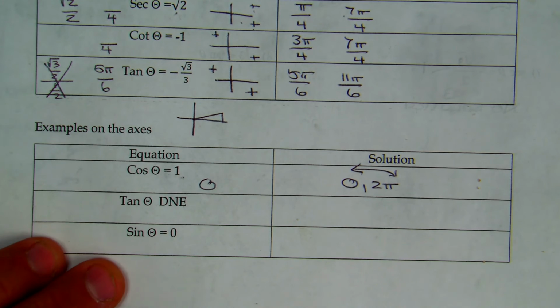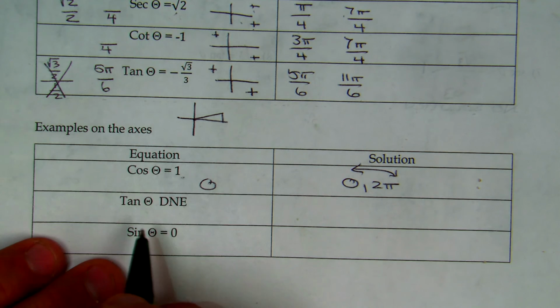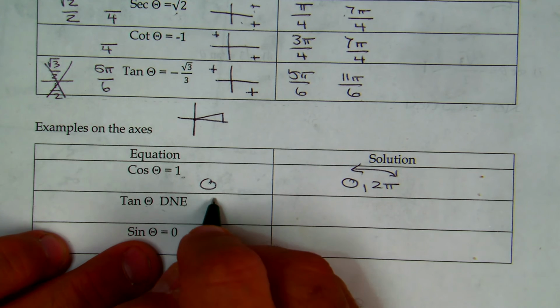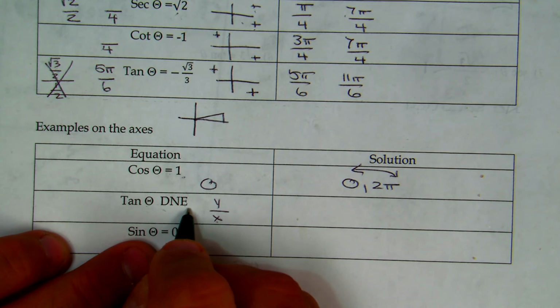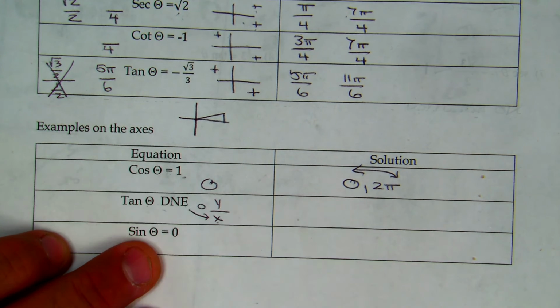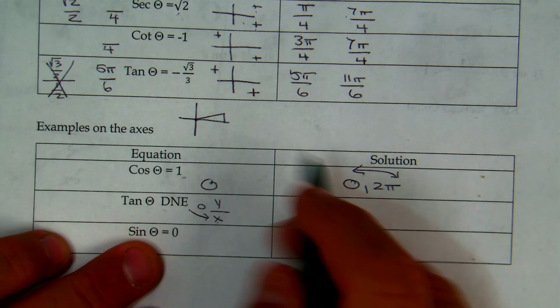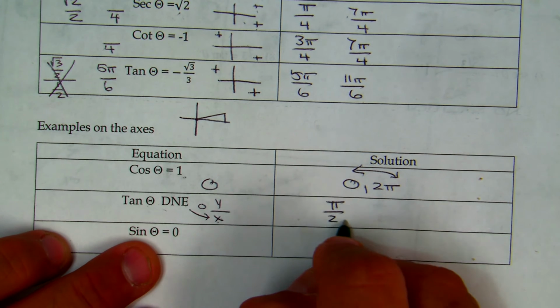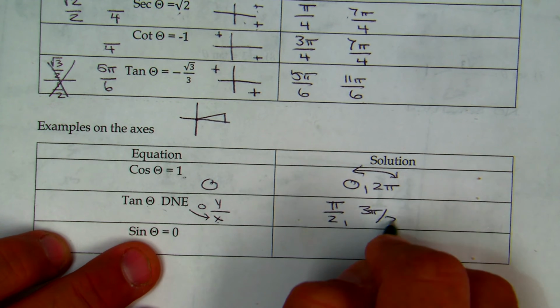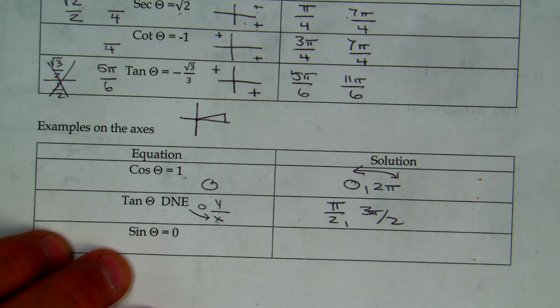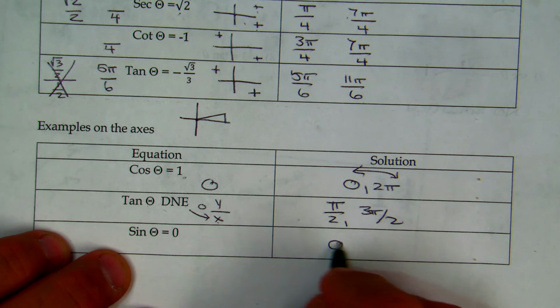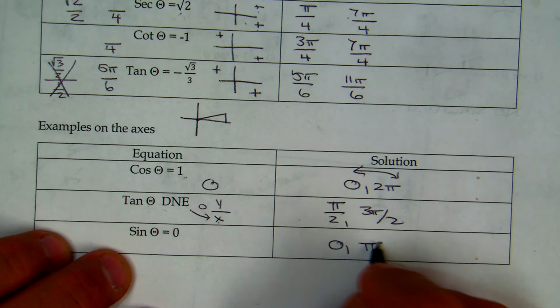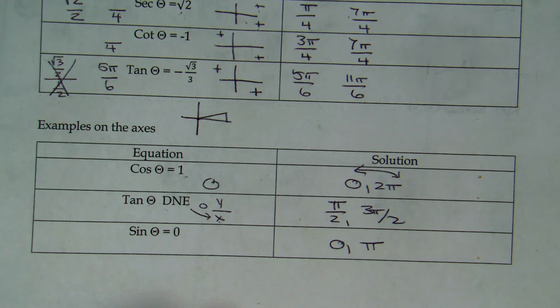Tangent theta does not exist. Now it can have 2 solutions because we know tangent theta is y over x. For it not to exist, that means x is equal to 0. Well, where is x equal to 0? At pi over 2 and 3 pi over 2. And then finally, sine theta is equal to 0. Well, that's at 0, but it's also at pi. So that's why that one has 2 solutions.